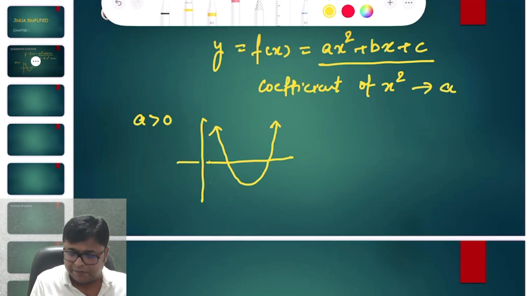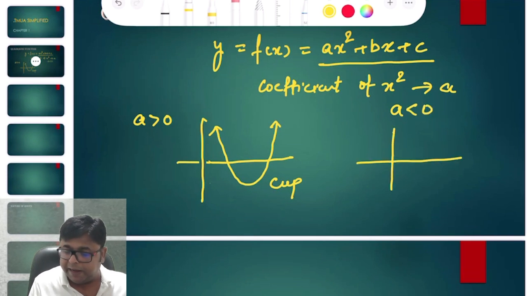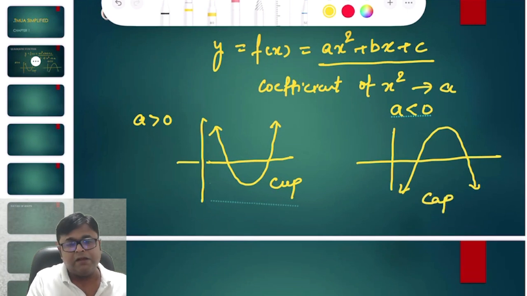So I'll just give it a name, cup, just to differentiate, because for a less than 0, it will again be a parabola, but a downward parabola. So I'll be using the term cap. So cup and cap, both are parabolas. One is an upward parabola, the other is a downward parabola, right?